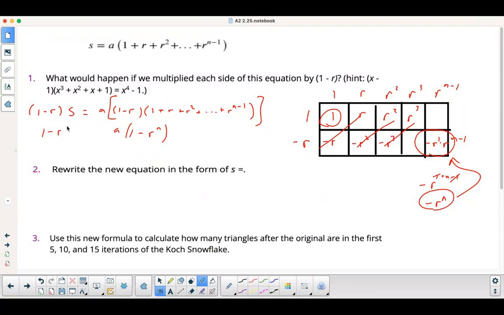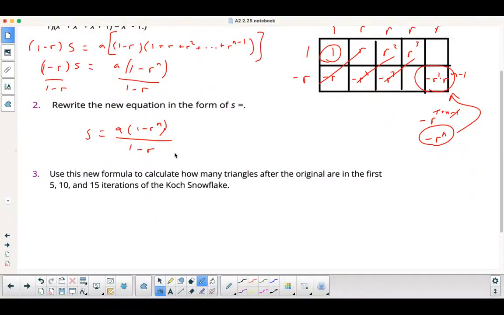So I end up here, and then it tells me to rewrite it so that it's S equals. So all I got to do here is divide by 1 minus r, and that'll get S equals A times 1 minus r to the n, all over 1 minus r.